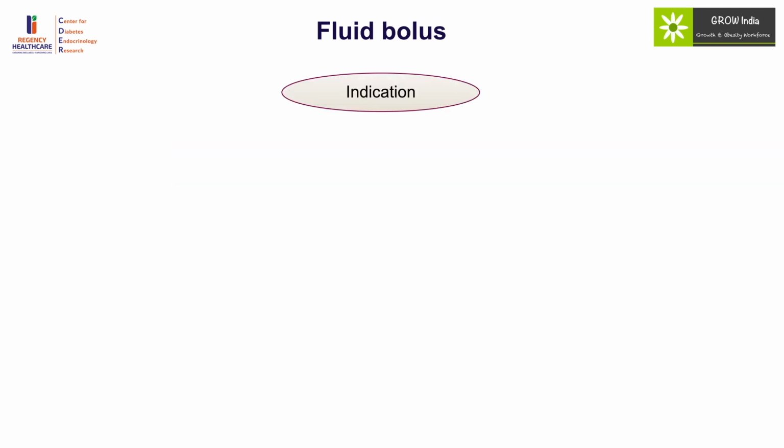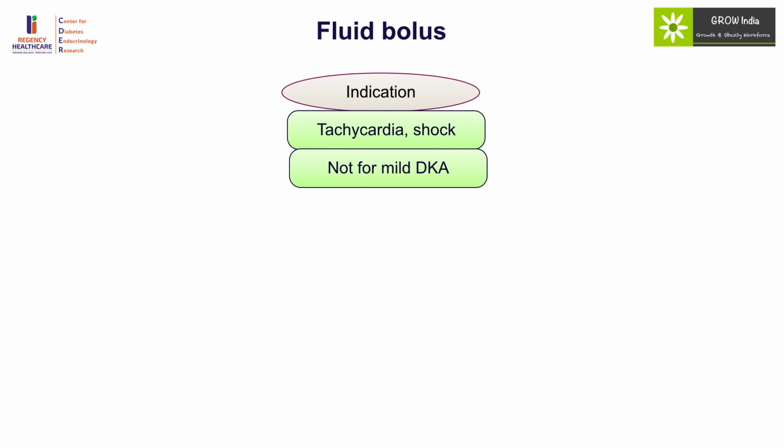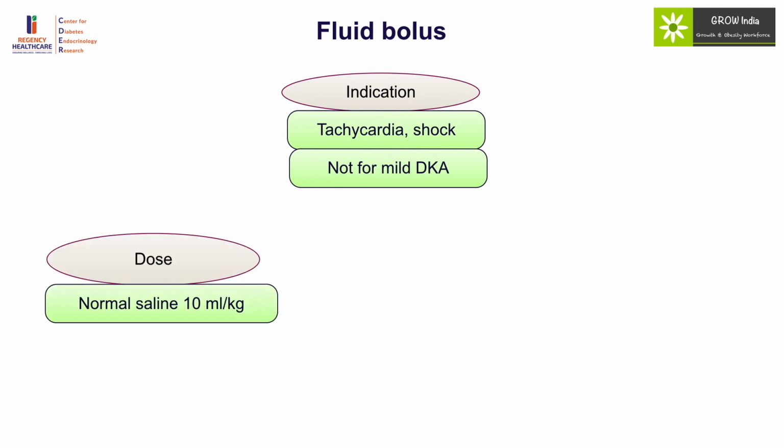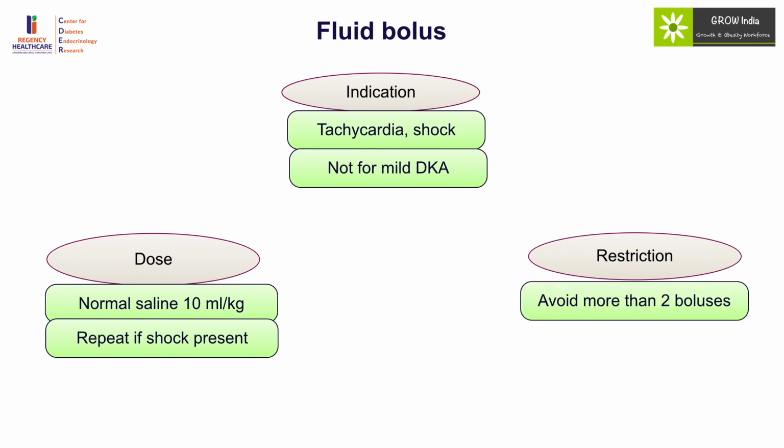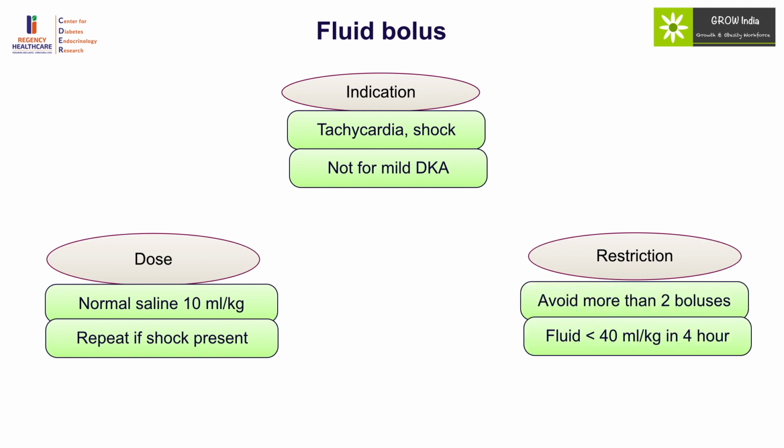The fluid bolus is not required in everybody who has diabetic ketoacidosis. It should be avoided unless there is tachycardia or shock. It is not for mild diabetic ketoacidosis. The dose is 10 ml per kg of normal saline, and it should be repeated if the shock is present. However, there is a restriction that we should not give more than 2 boluses, and the 4-hour fluid intake should not be more than 40 ml per kg.